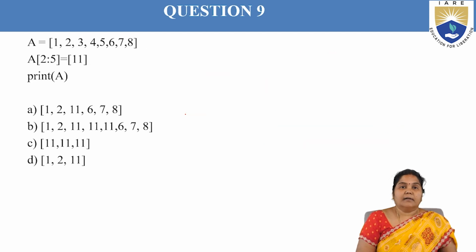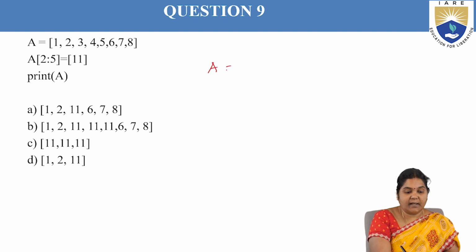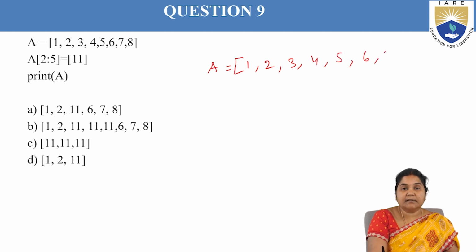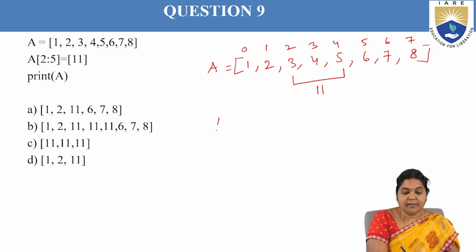Now, let us understand a similar question. So again, the list is given as 1 to 8. So again, let me write 5, 6, 7 and 8. And the index numbers are 0, 1, 2, 3, 4, 5, 6 and 7. Now, again 2 to 5 means 2, 3, 4. This particular bit is replaced by only 11. Okay. So here 3 values will be replaced by only 1 value. So the list is going to be compressed.